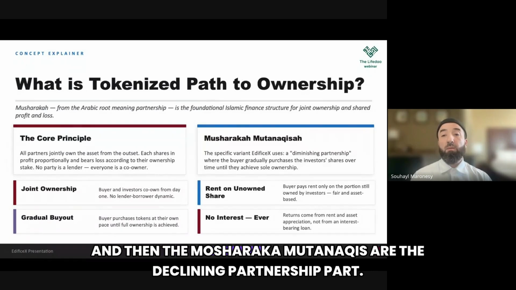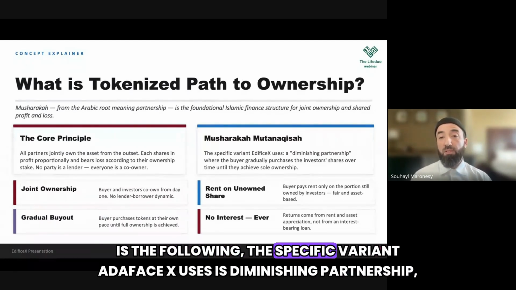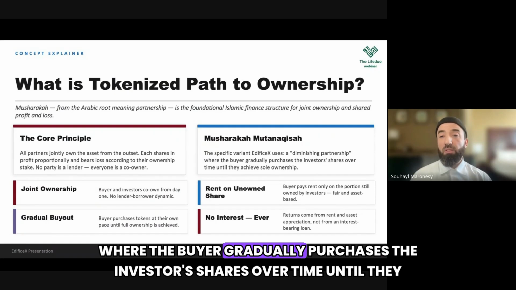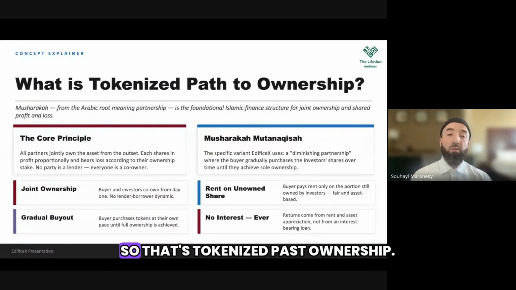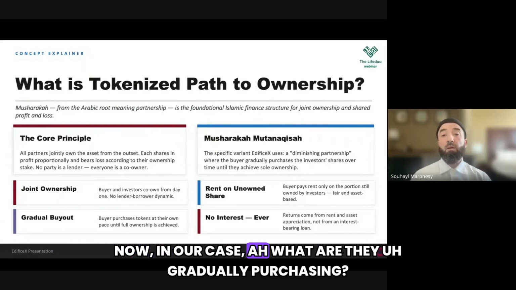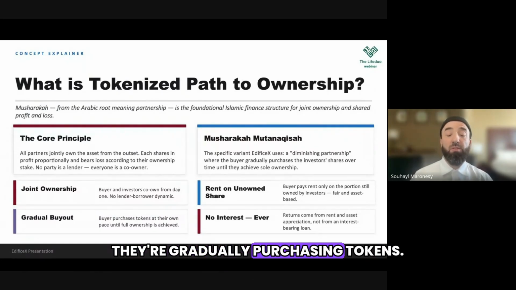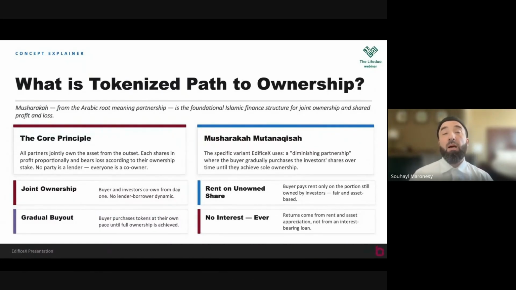And then the Musharaka Mutanaqis, the declining partnership part, is the following. The specific variant Edifice X uses is diminishing partnership, where the buyer gradually purchases the investor's shares over time until they achieve sole ownership, right? So that's tokenized path to ownership. Now, in our case, what are they gradually purchasing? They're gradually purchasing tokens.